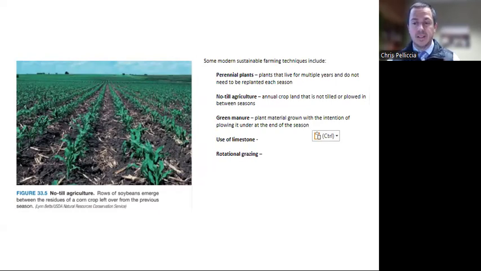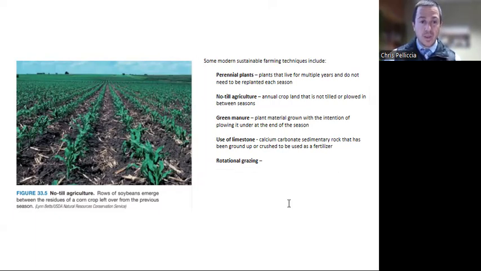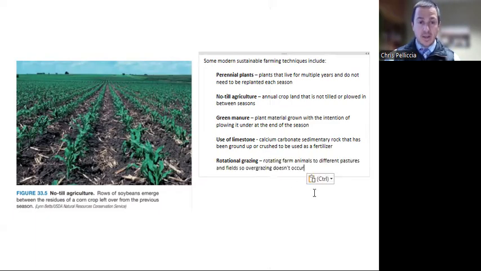Limestone is one really good example of modern sustainable agriculture techniques. Limestone, or calcium carbonate, is a sedimentary rock that's been crushed and ground up and can be used as a fertilizer, which can increase the cation concentrations in your soil. And finally, there's rotational grazing. Rotational grazing is rotating farm animals to different pastures and fields so that overgrazing doesn't occur.